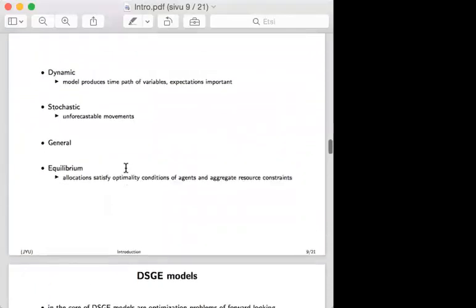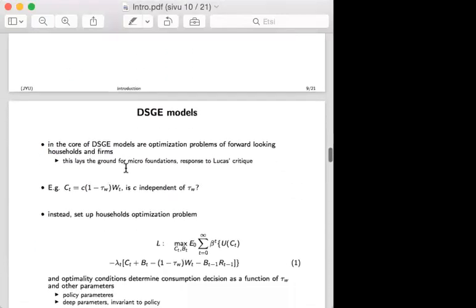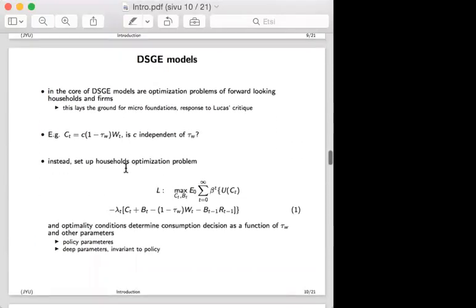So they are kind of a mixture of micro theory and time series econometrics, so that there are optimizing agents at the micro level, which then produce behavior which can be cast in a time series model actually. So the core consists of optimizing problems of forward-looking households and firms. And this was really the response to Lucas' critique and lays ground for the micro foundations.